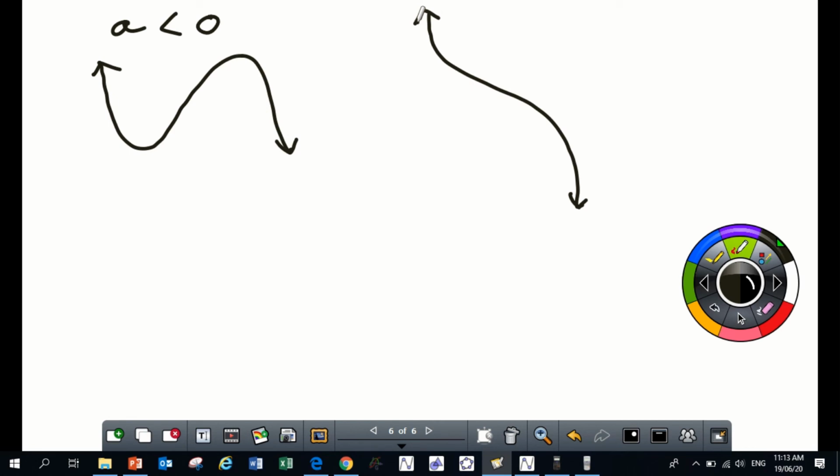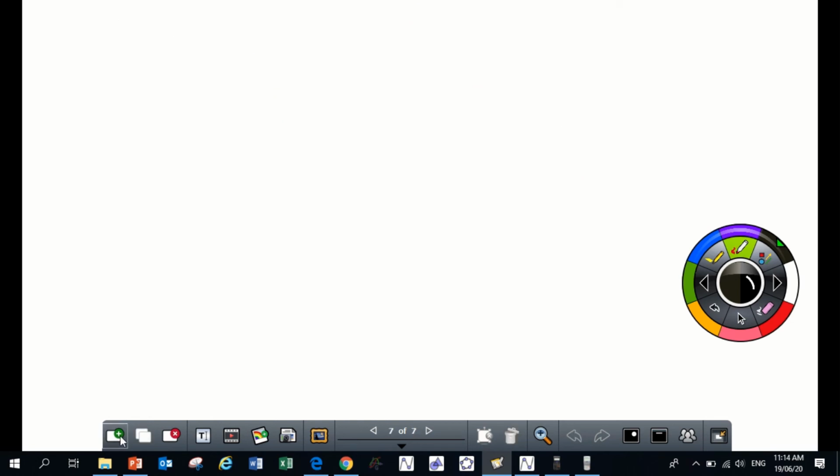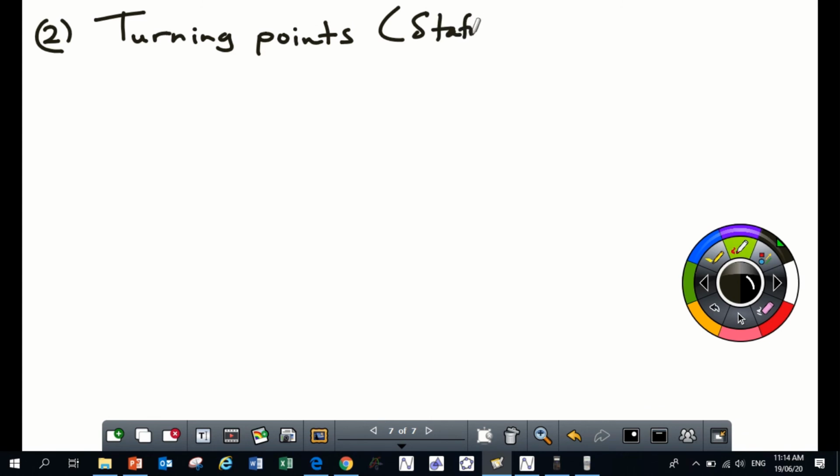The shape of the graph is very important, as we were taught in the lower grades. Knowing the shape is very important. Then let's move on to another aspect, which is the turning points. So that's number 2, turning points. In brackets, just write stationary point.